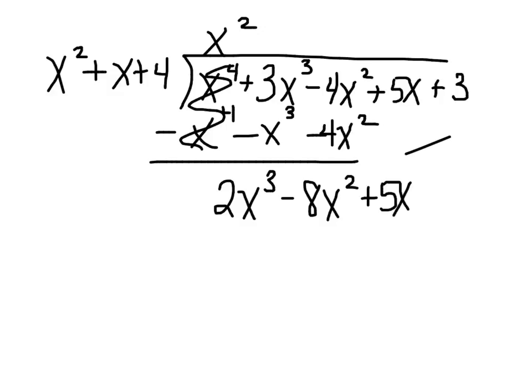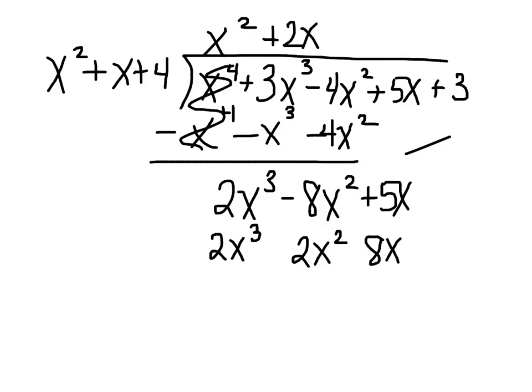What times x squared gives me 2x to the 3rd? 2x, good. Nice job. When I multiply that back out, I get 2x to the 3rd. What's 2x times x? What's 2x times 4? Draw your line, switch your signs, that's right, down.